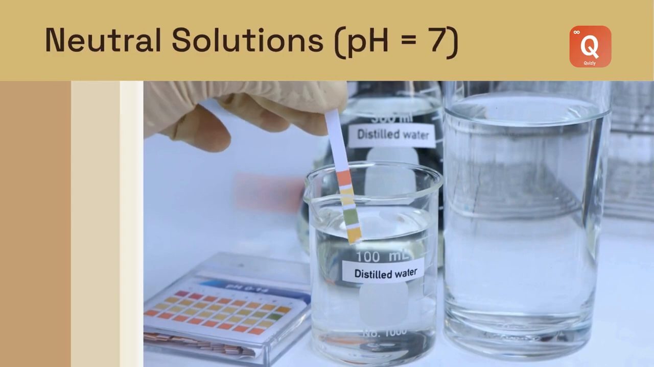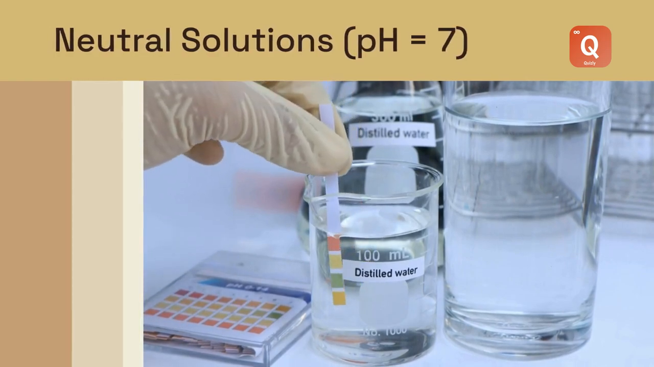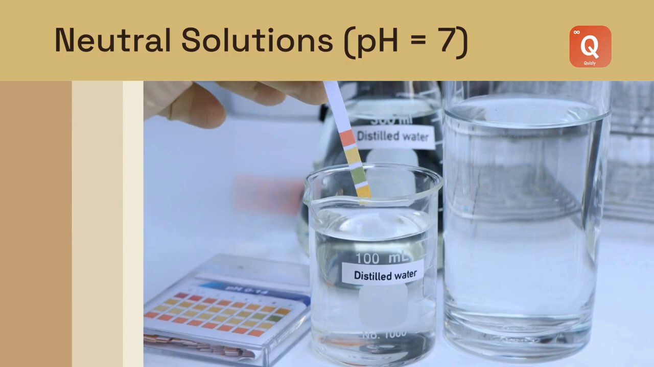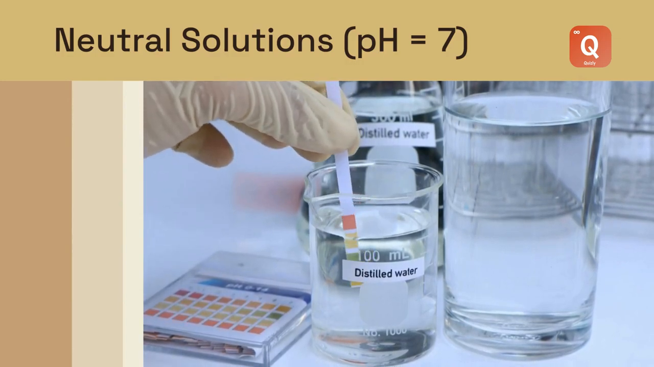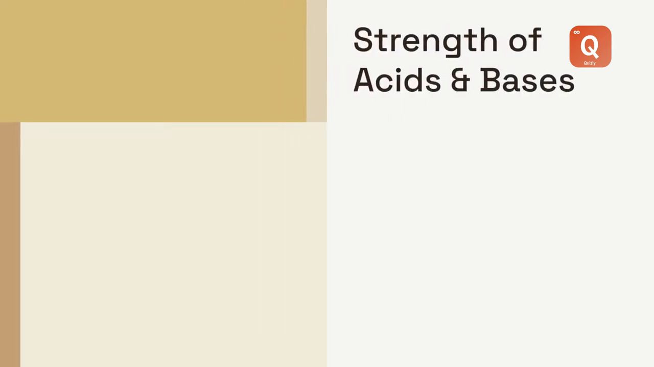And what about a pH of exactly 7? A pH of exactly 7 means the substance is neutral. Pure water is a perfect example of a neutral substance. It's important to understand that pH not only tells us if something is an acid or a base, but also how strong or weak it is.